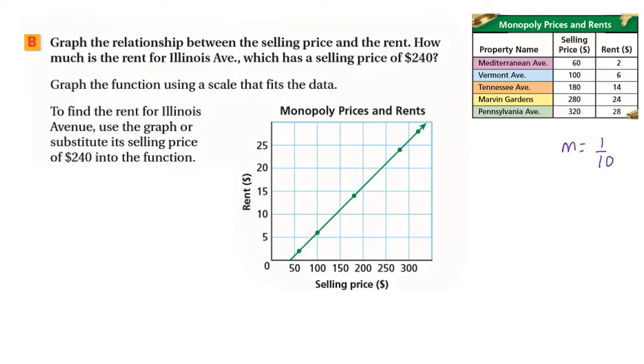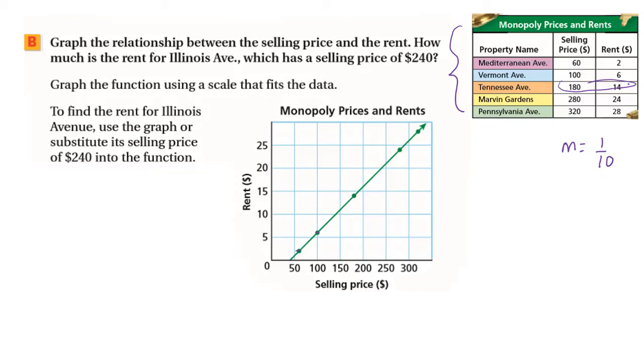They took all of these points. You can see here's Mediterranean Avenue. This is 62. And then they had 106, so they went over 106. You can see that they plotted, here's 180, 14. So they went up here, and here it is. This whole line represents all of this information right here. This green line is representing this information here. And what they're wanting to find out, if we're following the same function, is the rent for Illinois Avenue.